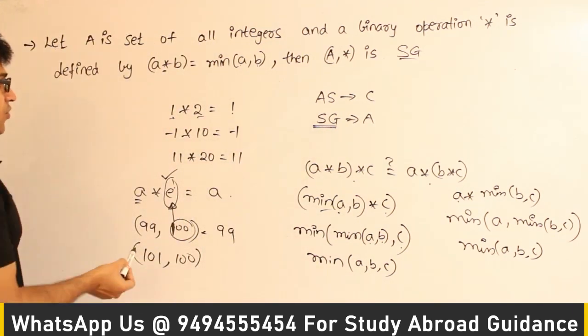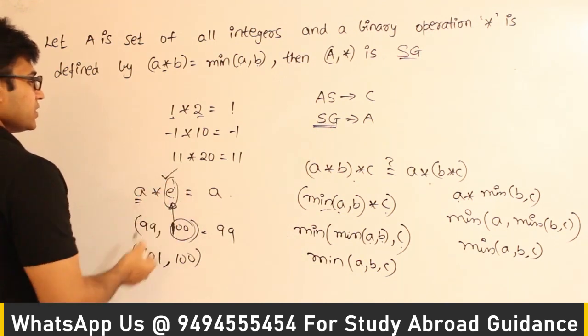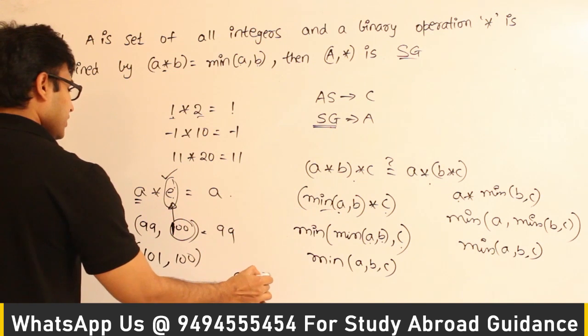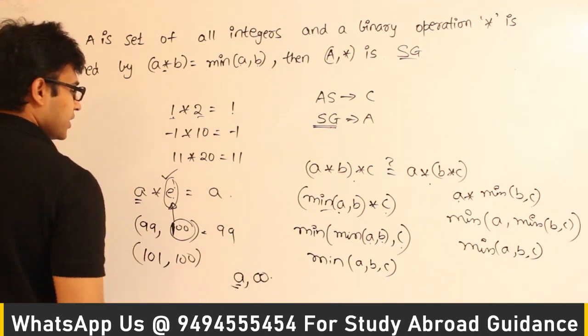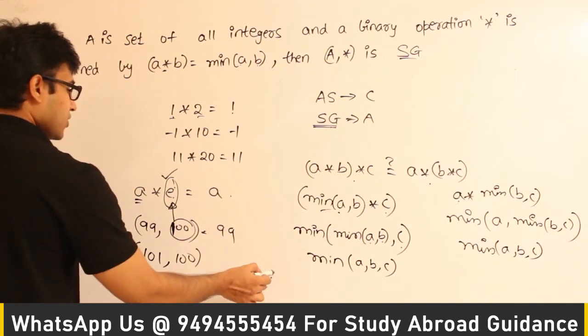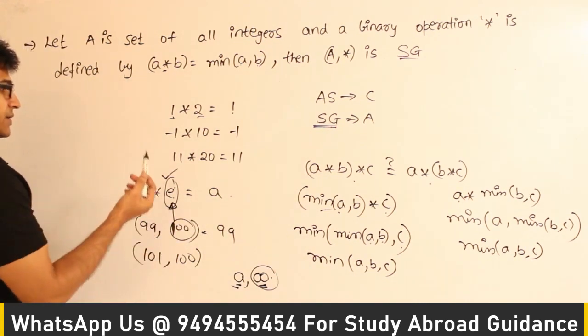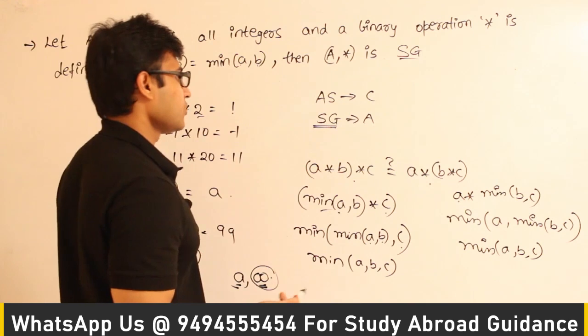In fact, if you want any such identity, it is infinity, isn't it? If I have a comma infinity, maybe this particular a will be less than infinity, but we don't have any number called infinity, a fixed number called infinity to assign to e. That is why we cannot do that.